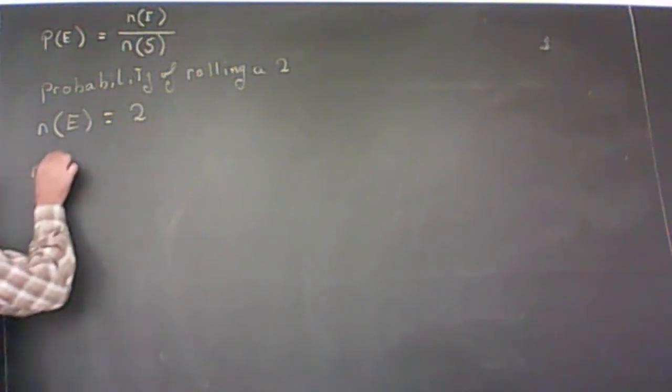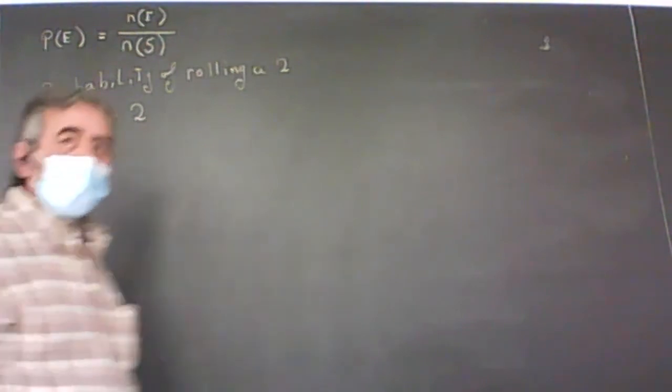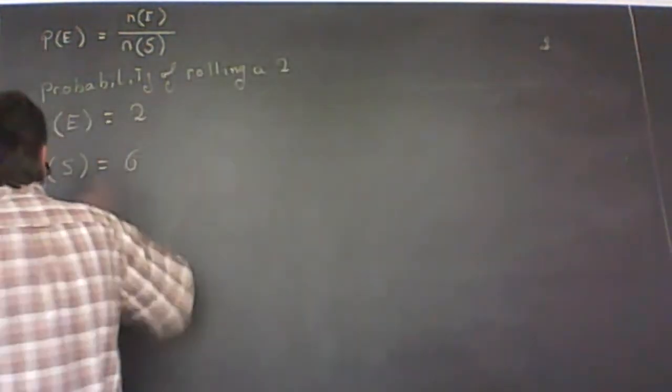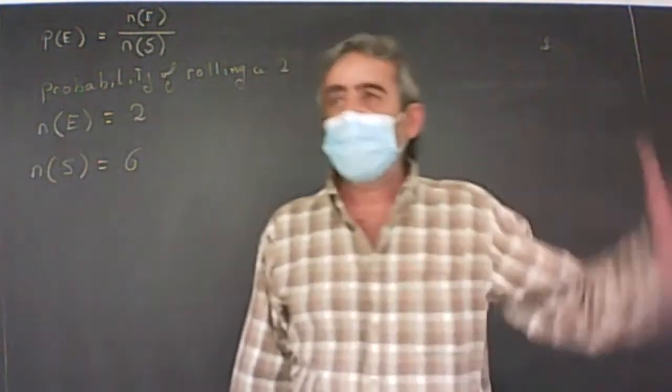How many numbers do I have? How many possible outcomes do I have on a 6-sided die? The sample space is 6 because we have 6 different outcomes. Yes?